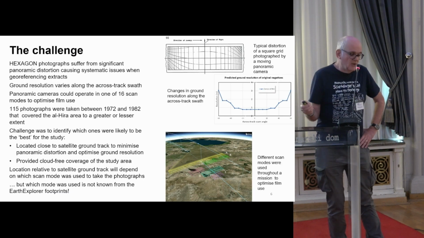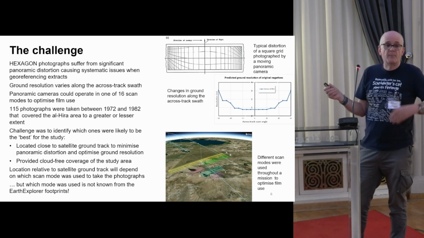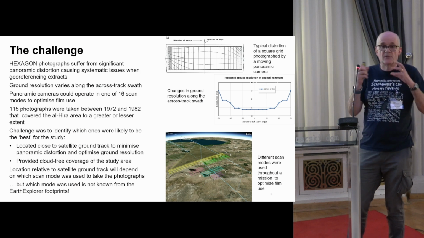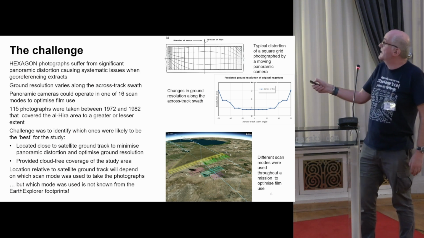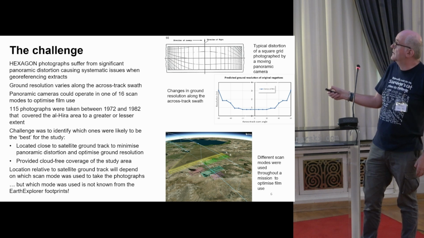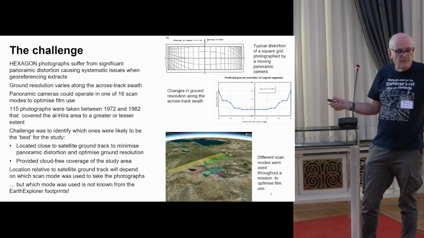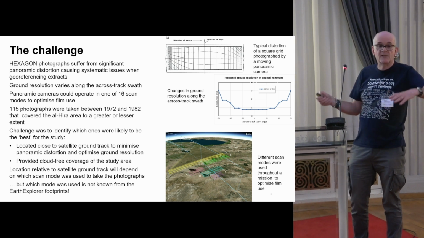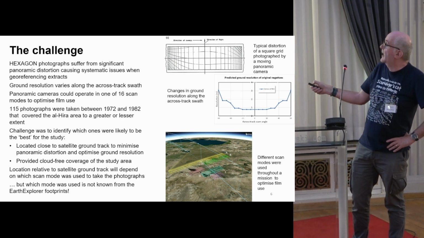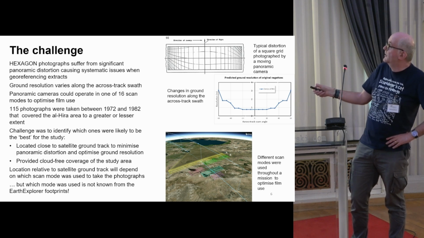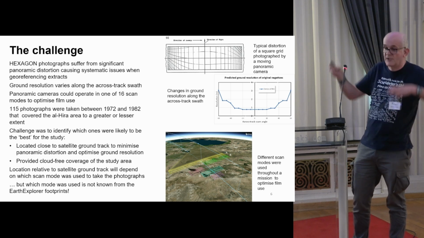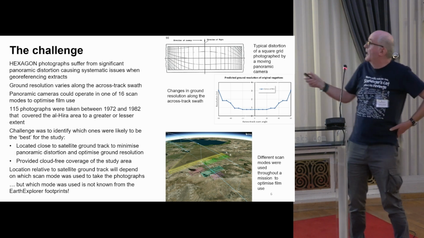The other challenge is that this was a panoramic camera, so there's huge panoramic distortions. This is just an example. It's not hexagon, but it's showing the distortion: this is a uniform grid of squares as they actually appear on a panoramic camera. So huge distortion towards the edges as it's looking out.